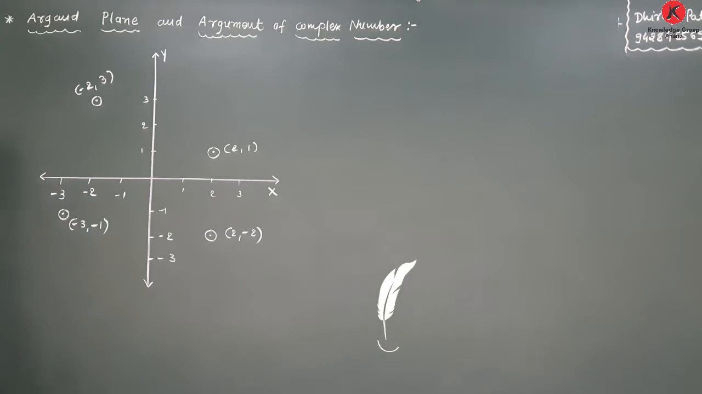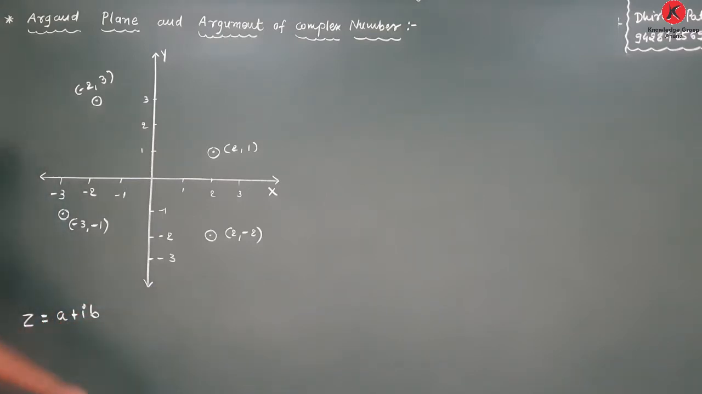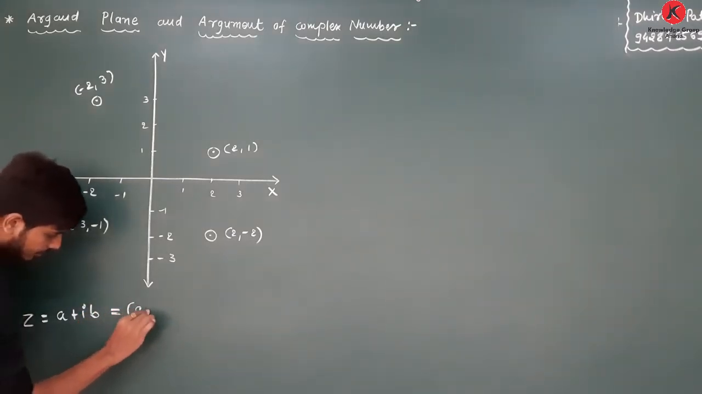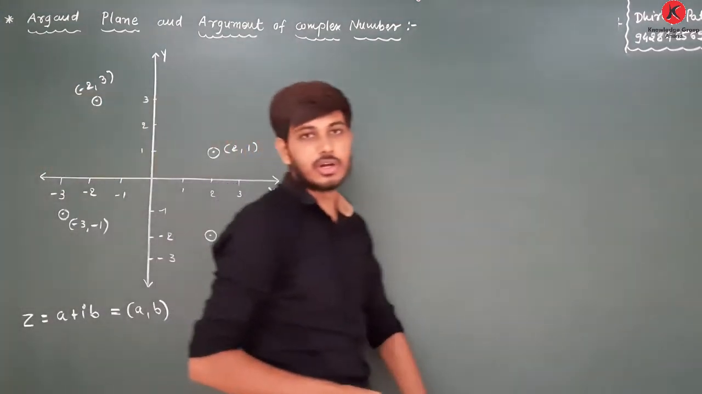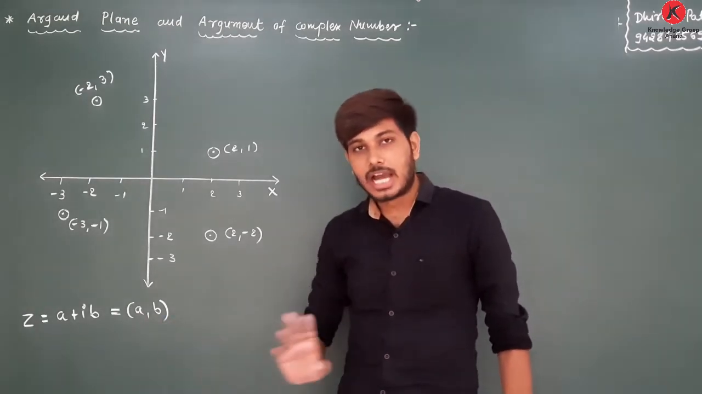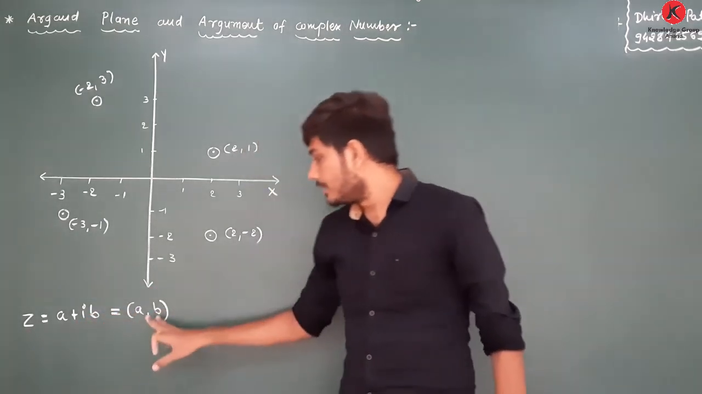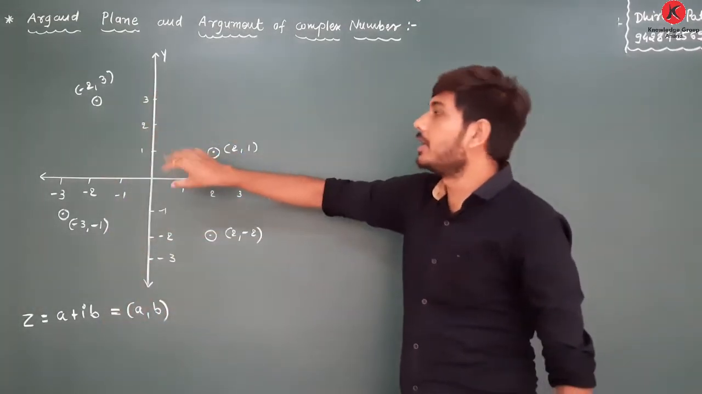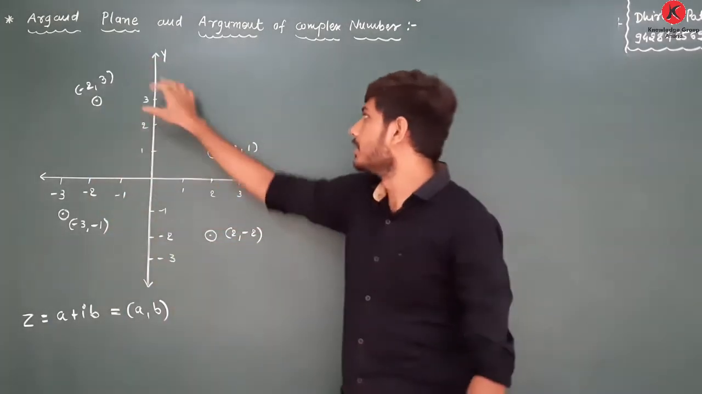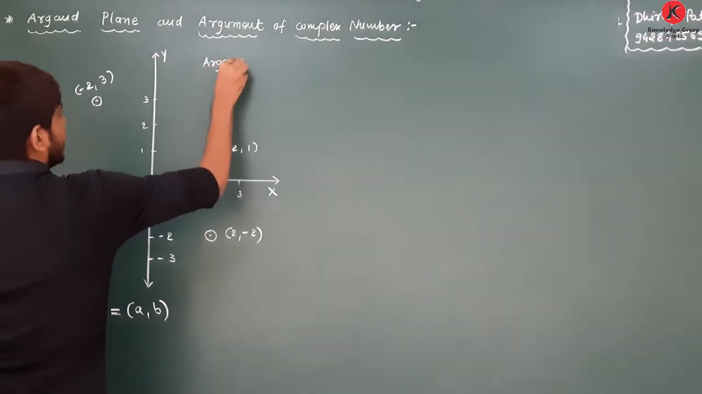In the complex number, suppose the complex number z equals a plus ib. Then we can represent this complex number in this form also. This form represents the x coordinate, y coordinate, but we can't say it like that for a complex number. We have to say this is the real part of z and this is the imaginary part of z. In the real numbers, we say this is the xy plane, but for complex numbers, this plane is known as the Argand plane.